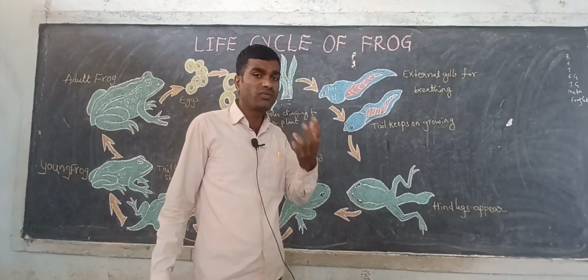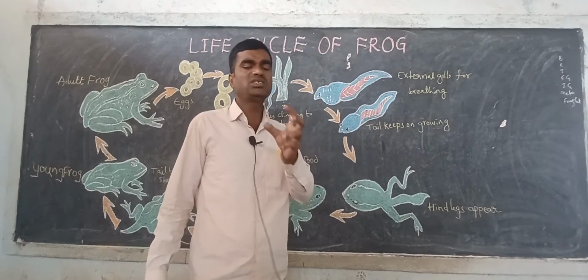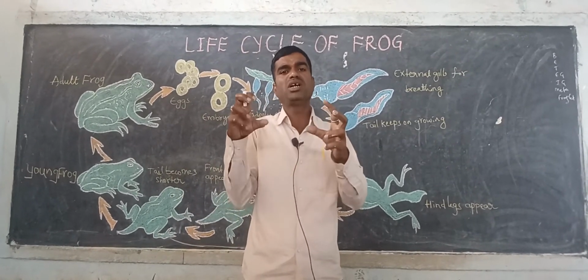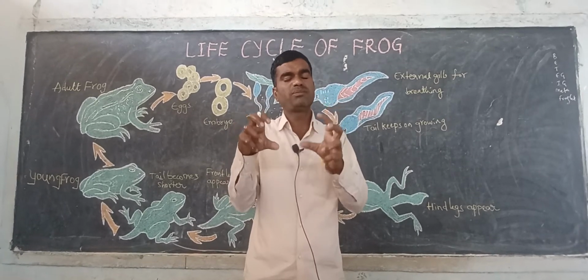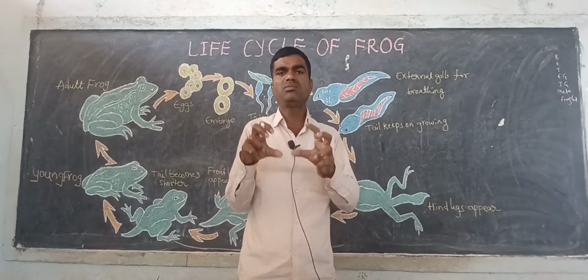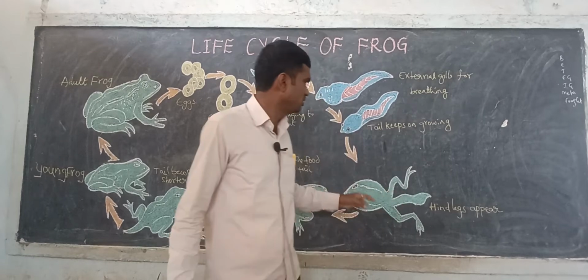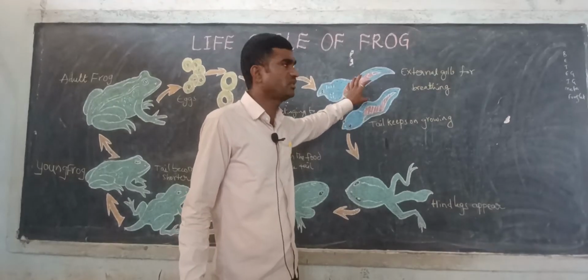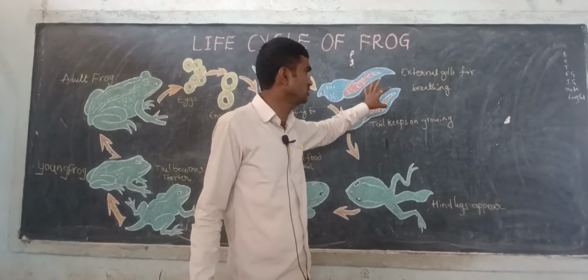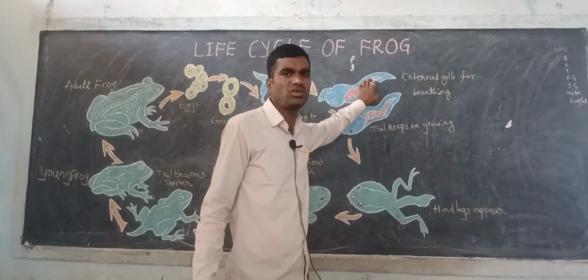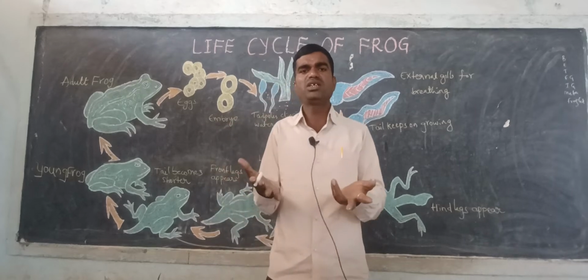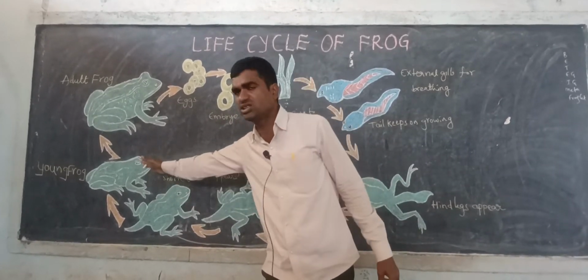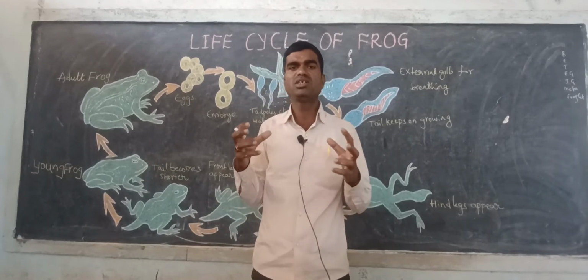here metamorphosis is happening. What is metamorphosis? Changing from one form to another form, that process is called metamorphosis. Here the external gills and internal gills also form. With the help of gills they are doing respiration, which is called gill respiration. When the tail is reducing, the respiration is now with the help of lungs, that's why in this stage it is called pulmonary respiration.